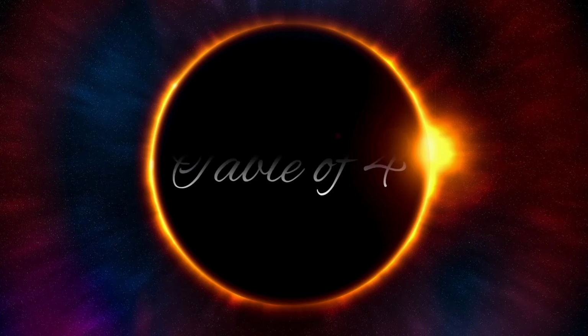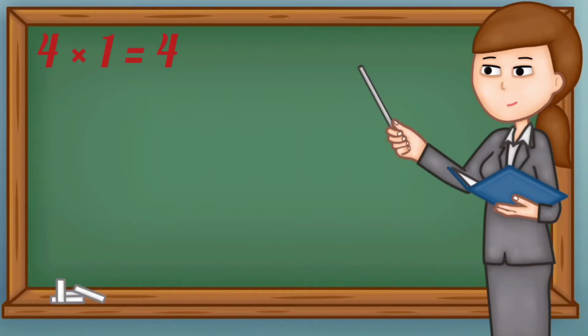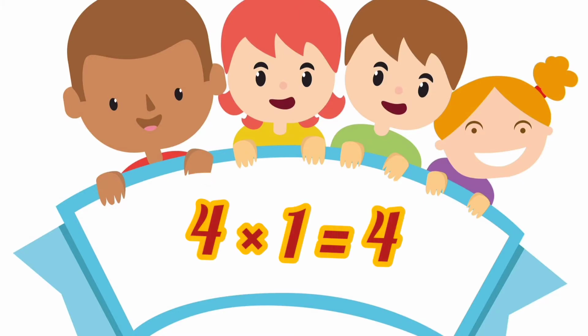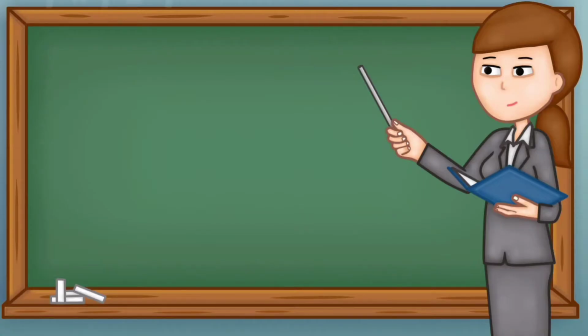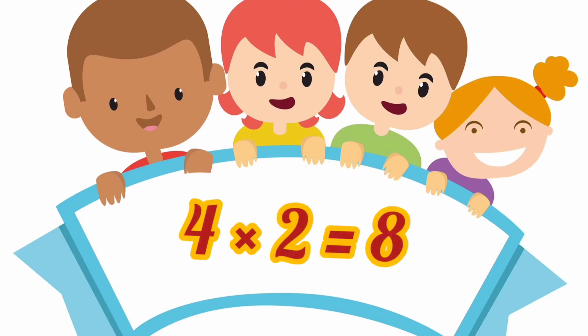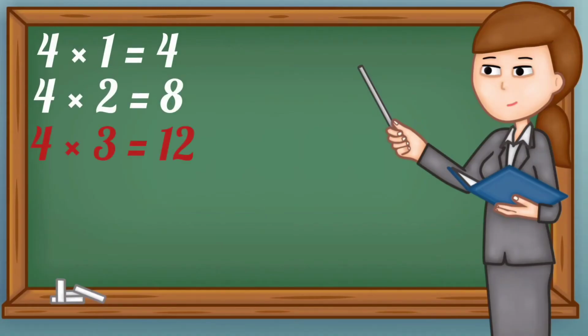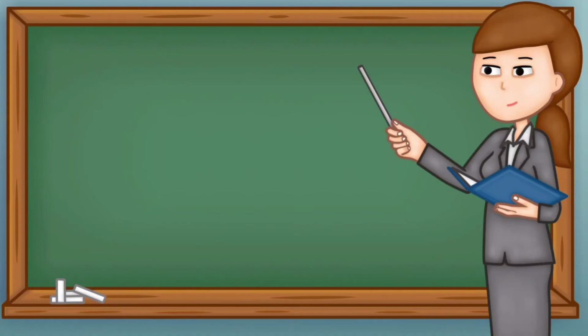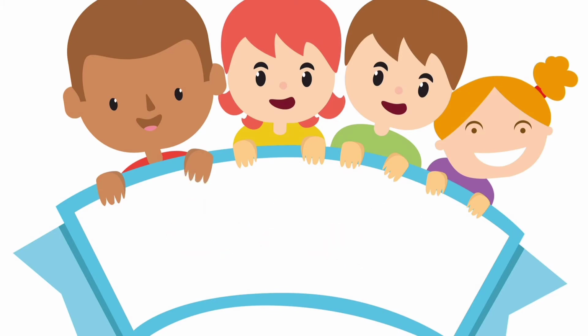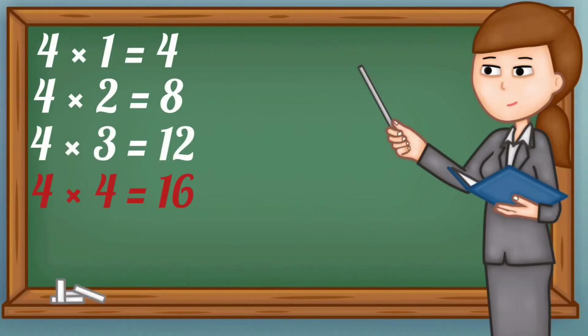Table of 4. 4 ones are 4. 4 1s are 4. 4 twos are 8. 4 2s are 8. 4 threes are 12. 4 3s are 12. 4 fours are 16.